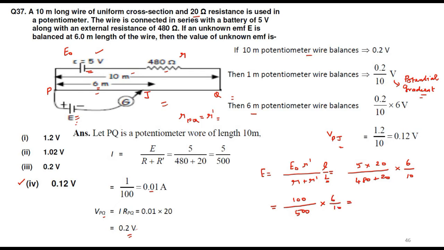Is it clear? Okay. Then this will be 5 here. So 6 by 50, which is 12 by 100, which is nothing but 0.12, of course volt. So you can directly apply this formula here to get the final. This is 0.12 volt. So correct answer 0.12 volt.